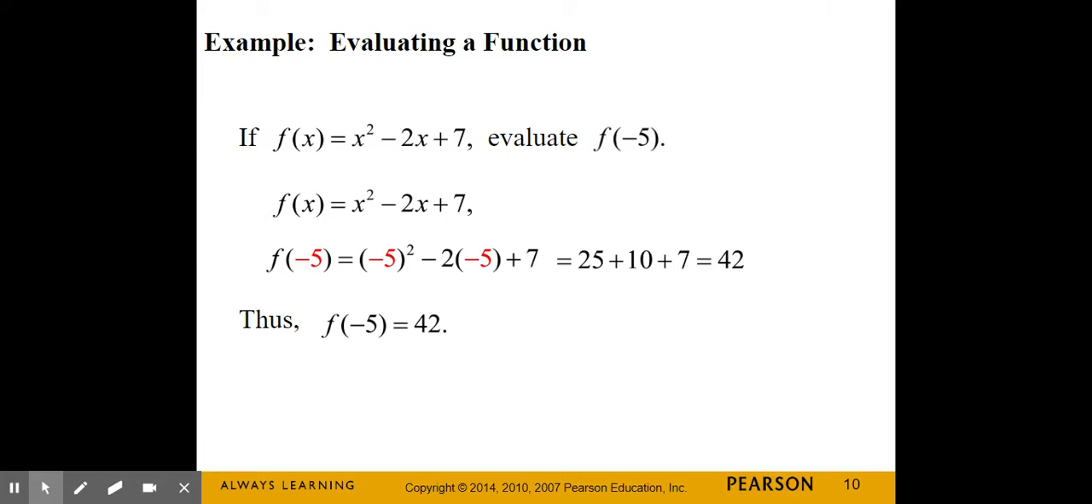So negative 5 squared is 25. Negative 2 times negative 5 is positive 10. And then the plus 7 remains plus 7. Add it all up, you get 42. So f of negative 5 equals 42. Proper function notation means you're going to present the answer as f of negative 5 equals 42. You're not going to just say the answer is 42. So if you're doing a problem in function notation, answer it in function notation.